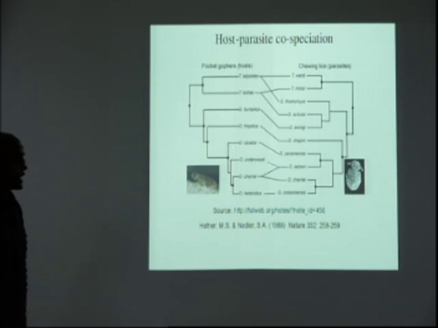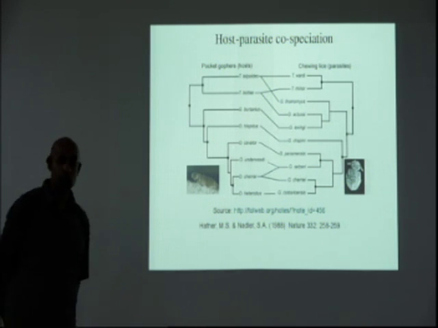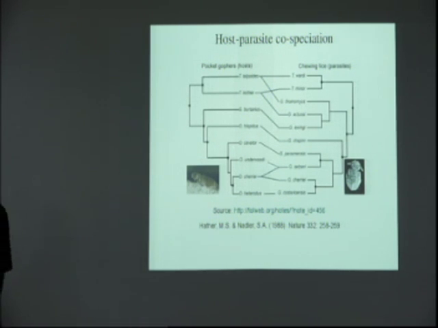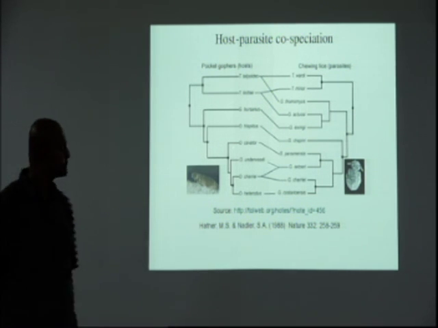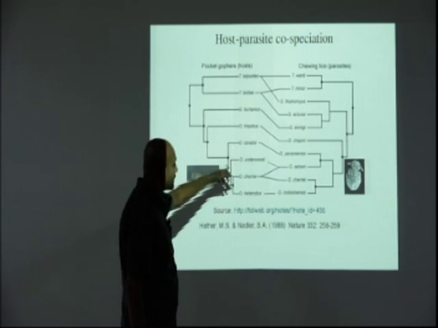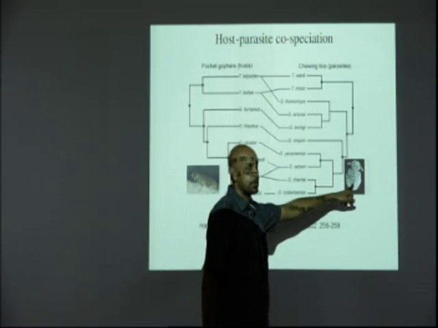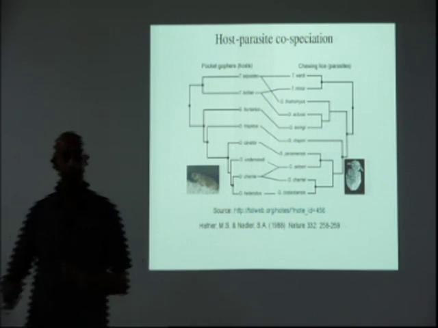So, there are some examples where you can have co-speciation due to very tight associations between hosts and parasites. So, for example, these pocket gophers and lice, which are found. Again, this can happen.